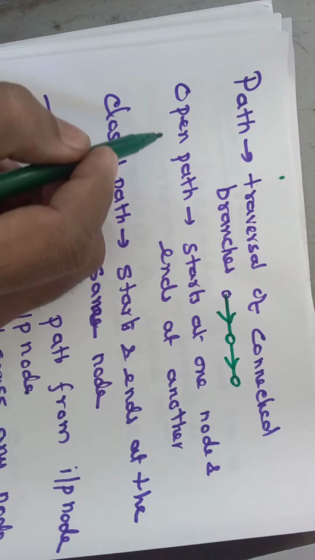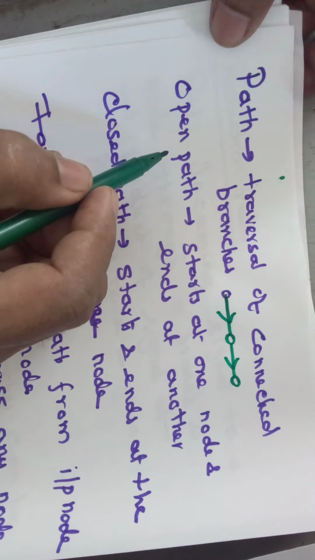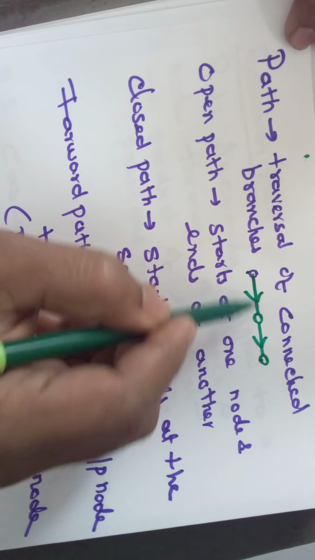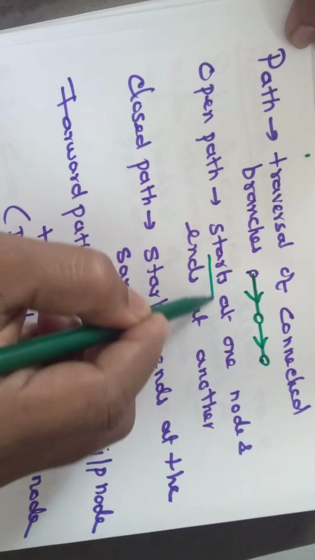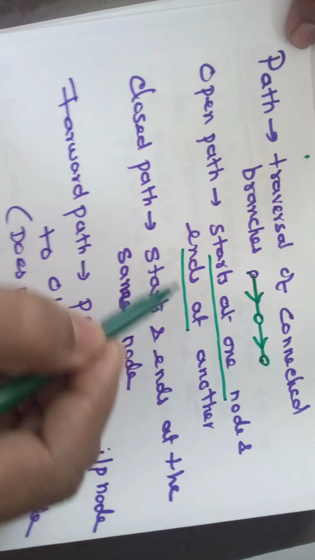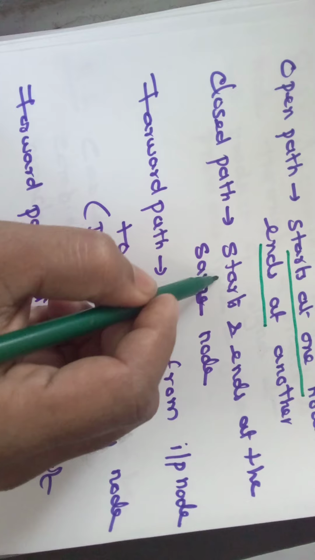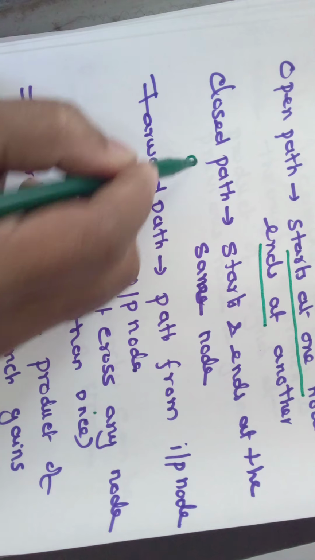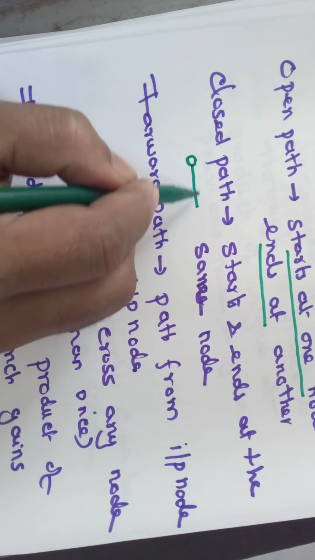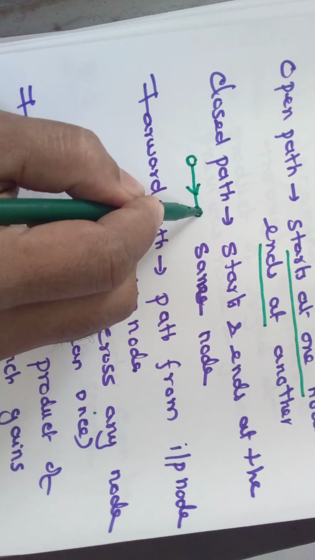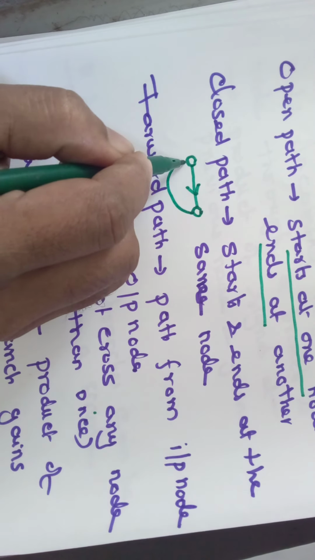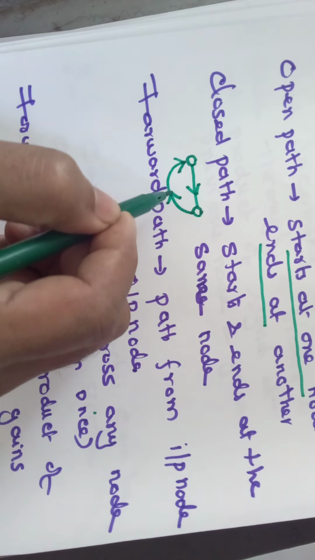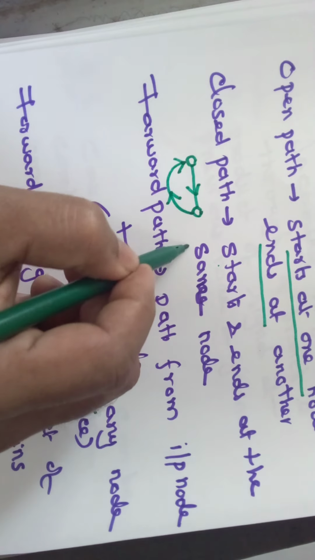Understood? What is an open path? An open path means a path that starts at one node and ends at some other node. What is a closed path? A closed path means it starts and ends at the same node. For example, if a signal starts from this node, traverses in this direction and reaches another node, and then reaches back to the original node, this is called a closed path. So it starts and ends at the same node.